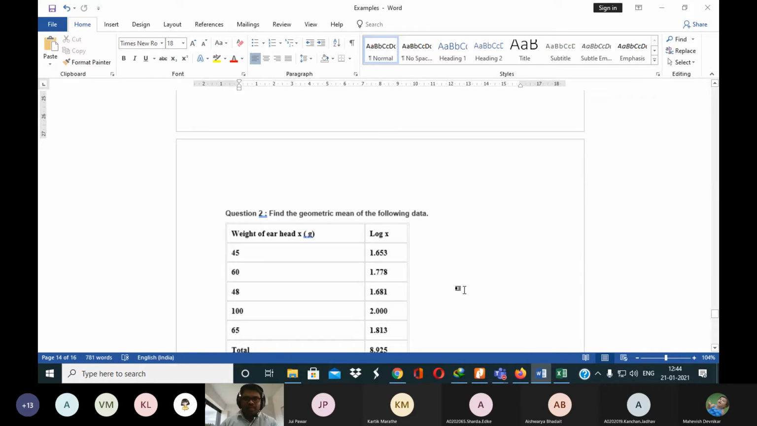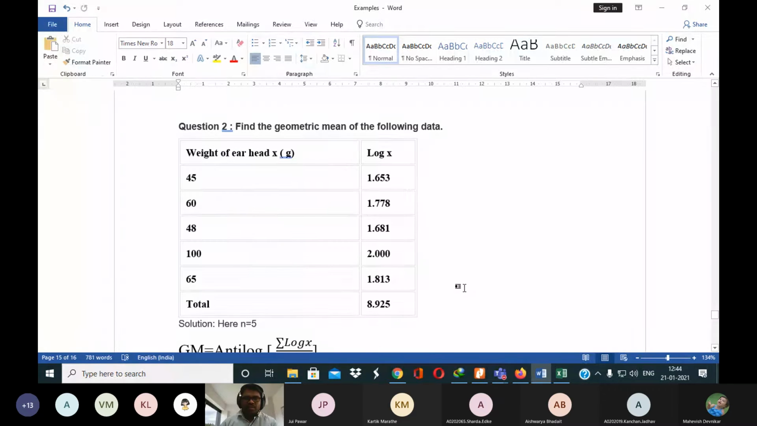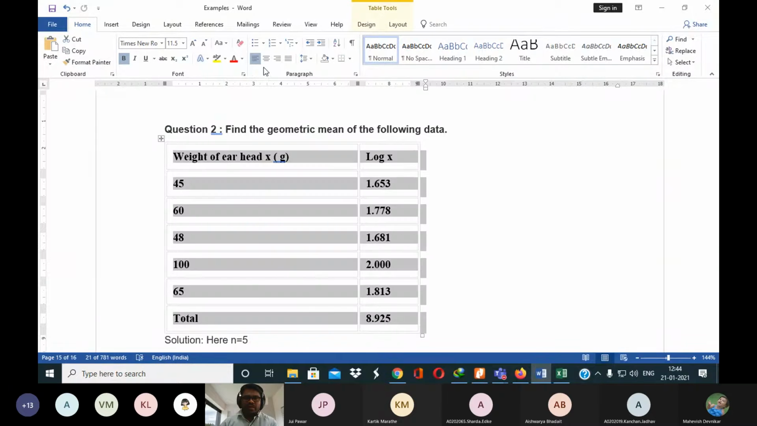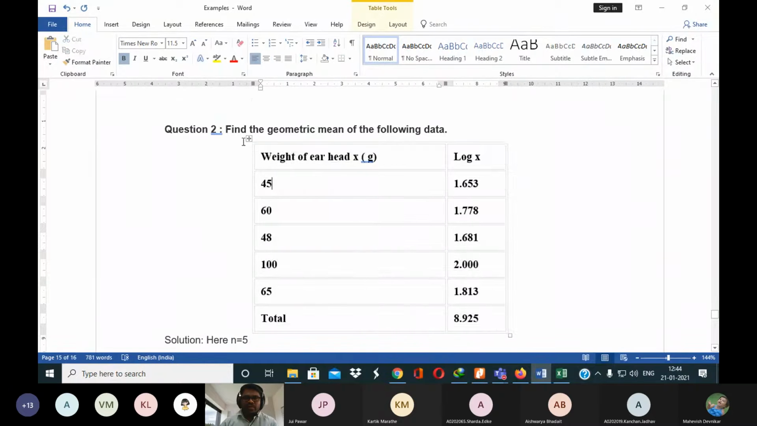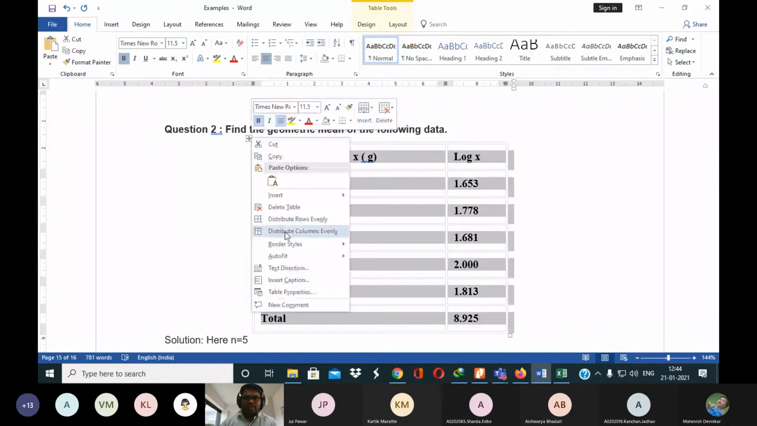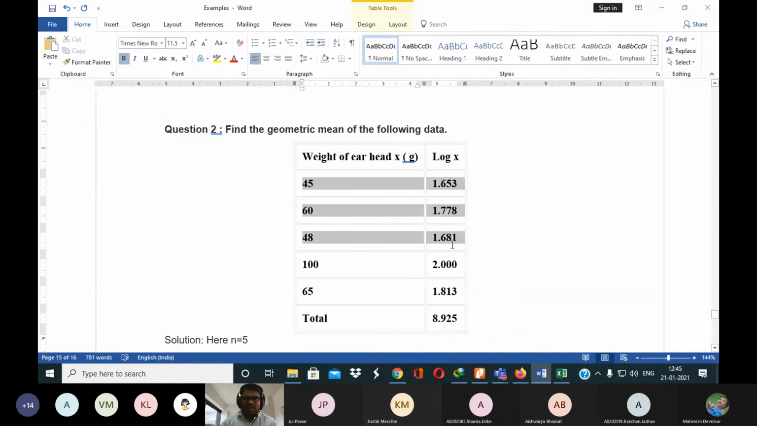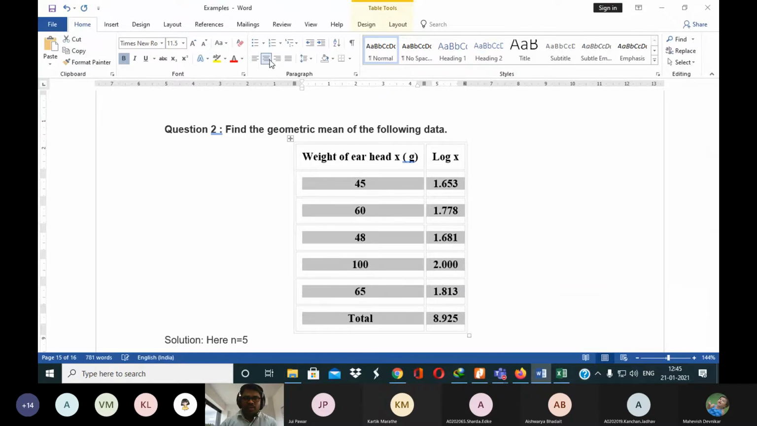Okay, is it possible for you to solve this problem? It is already given to you. The data is given, the log is given, you just put the value into the formula and calculate the answer. Is it possible?